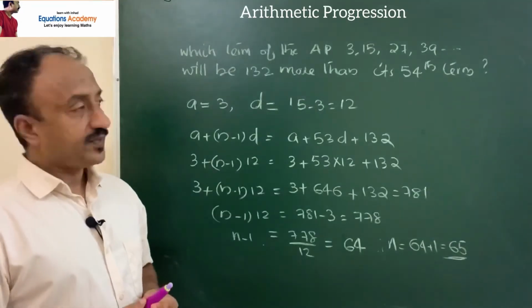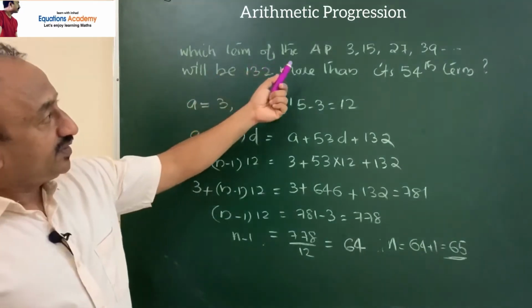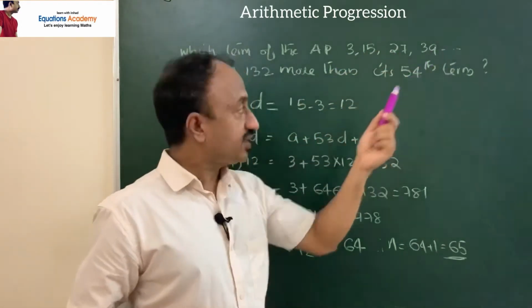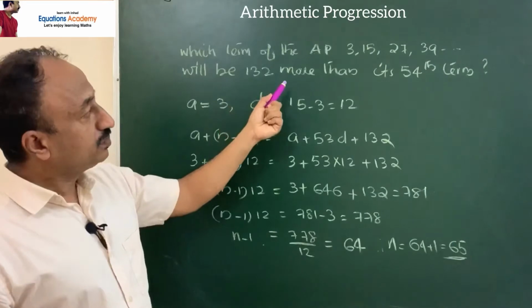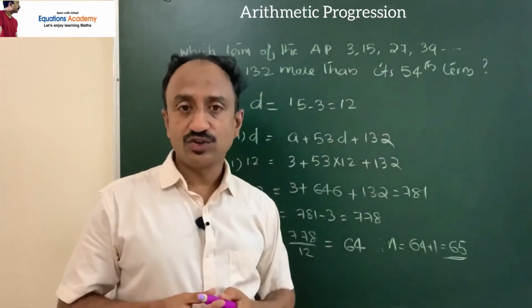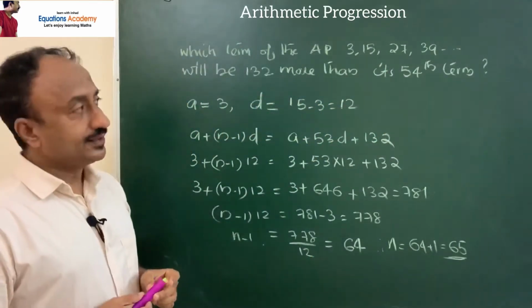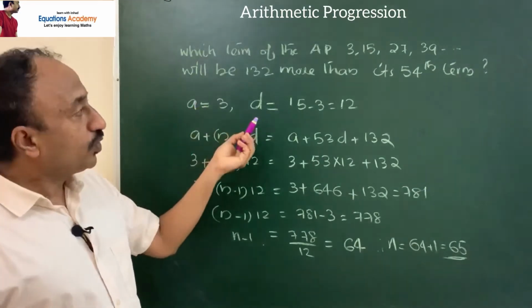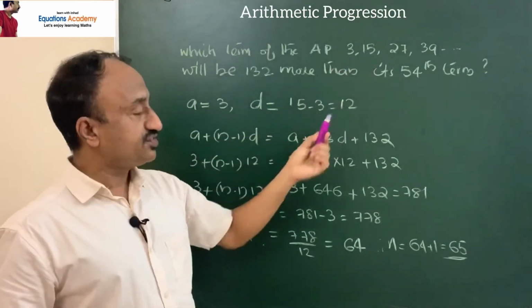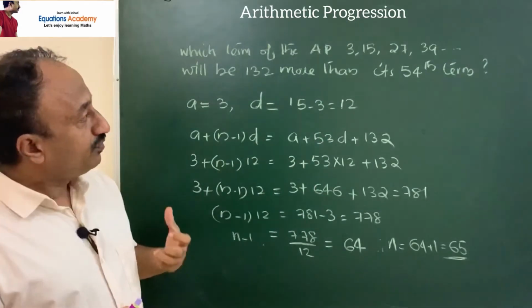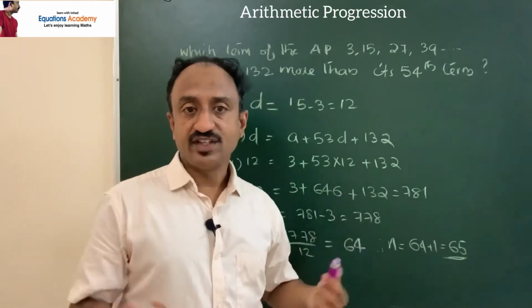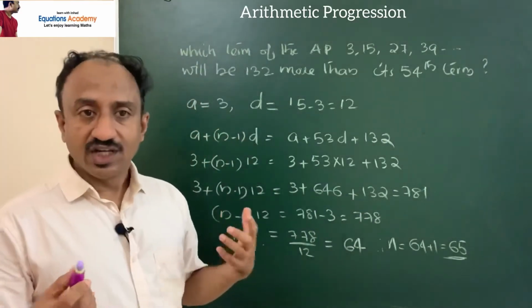Next question. Which term of the AP 3, 15, 27, 39, etc. will be 132 more than its 54th term? So, what is given here? Here a equal to first term is 3 and common difference is 15 minus 3 is equal to 12. And we don't know which term will be 132 more than its 54th term. So, let it be a_n.